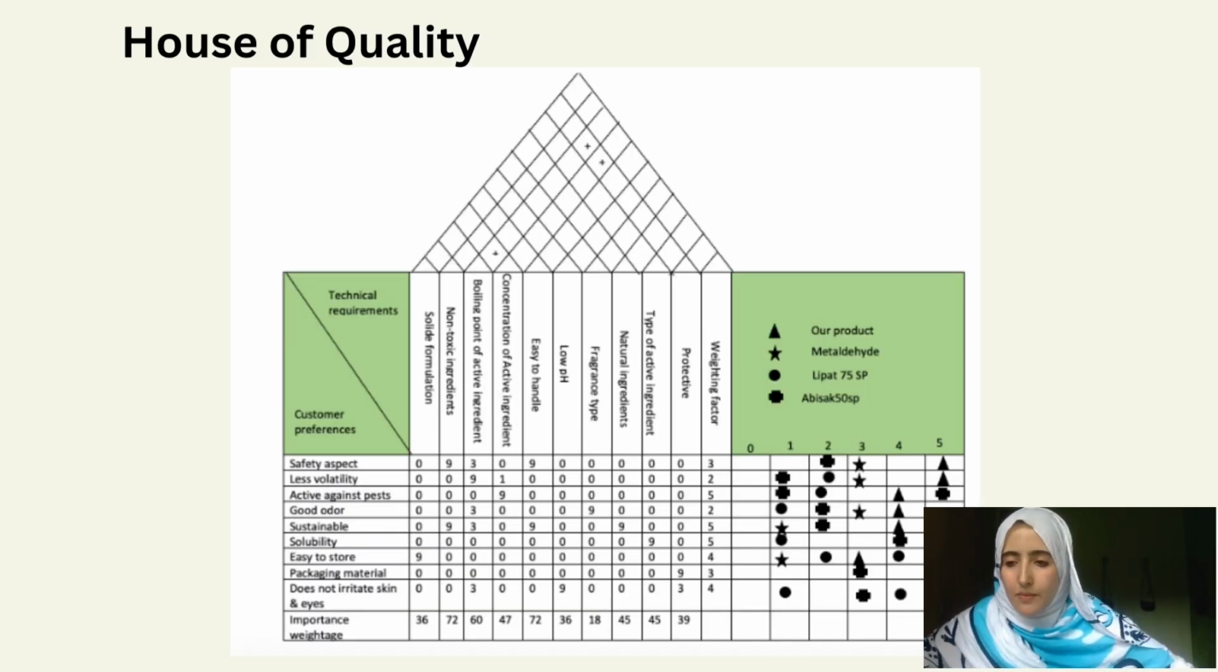The House of Quality is part of the quality function deployment methodology that consists of 7 blocks, as shown in this figure.